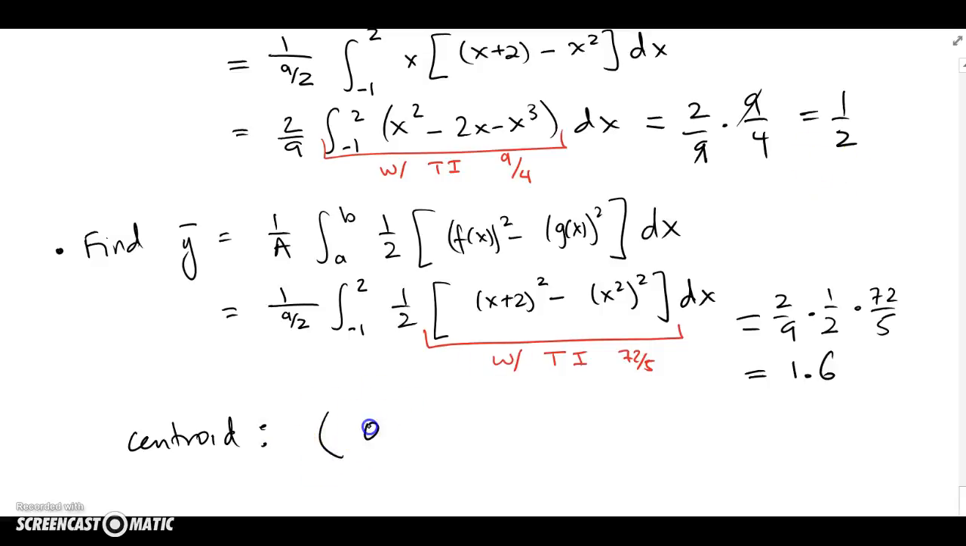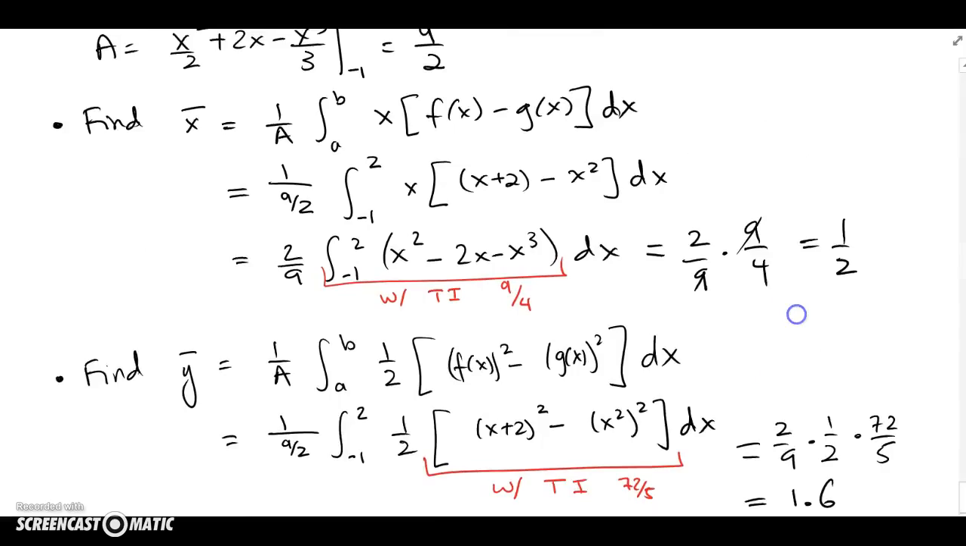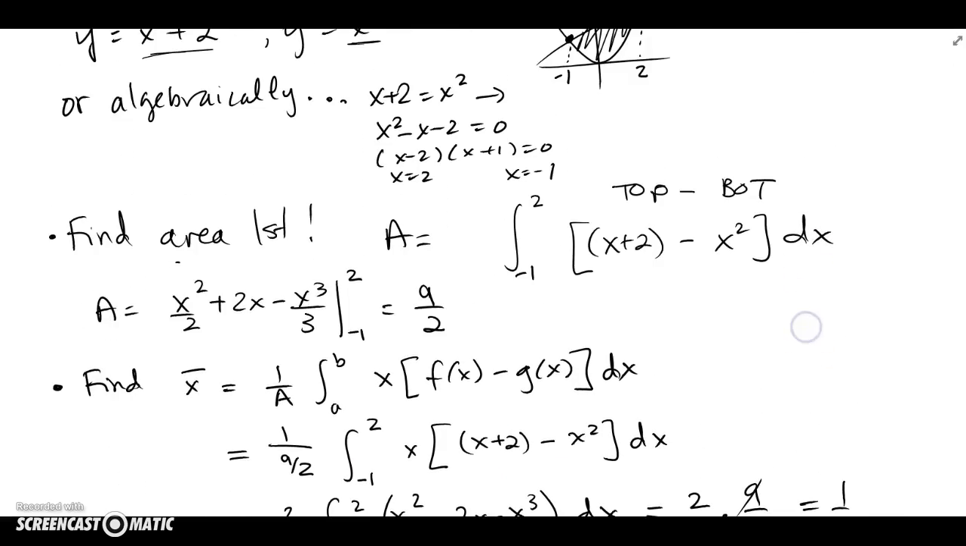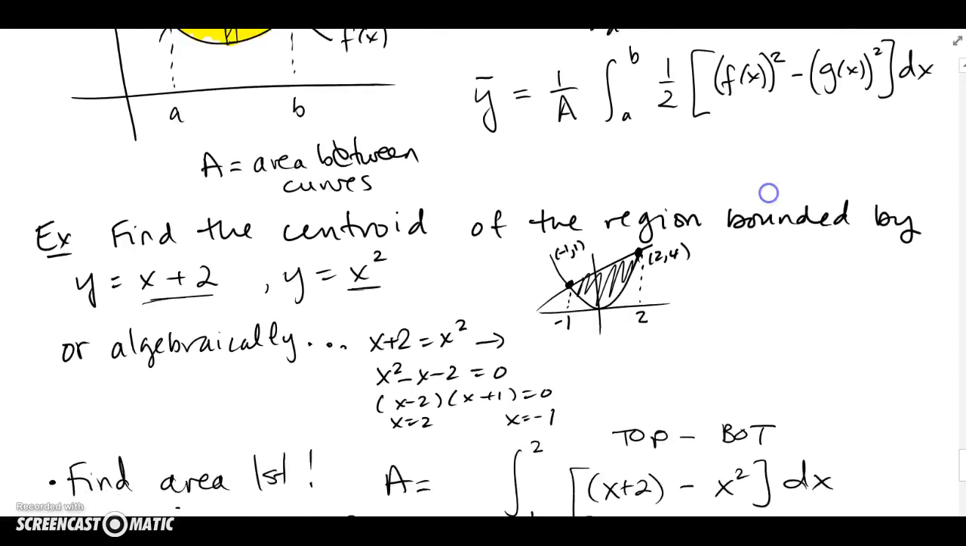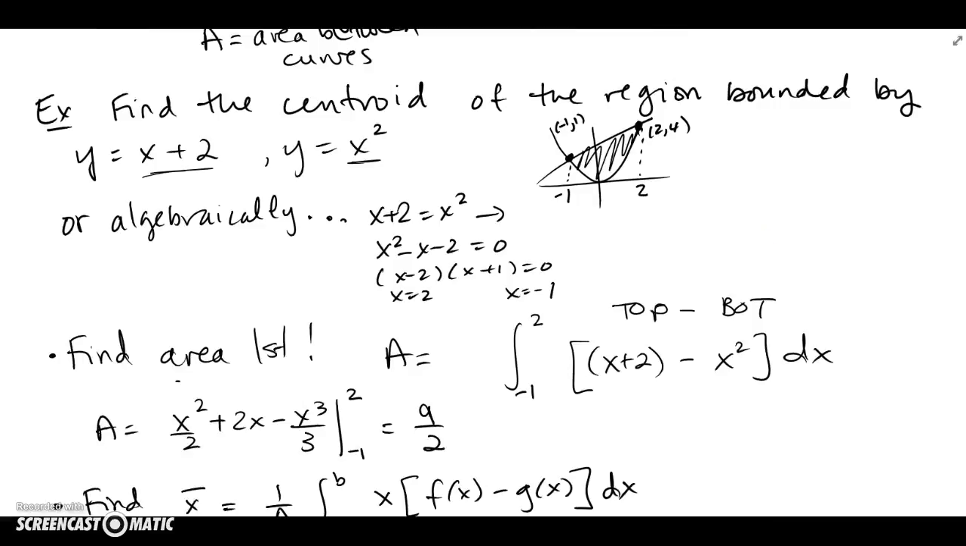So the centroid of that region, we'll go look at it visually too to make sure it makes sense, is a half, comma, 1.6. Let's go take a look at, hopefully our graph is accurate enough for it to make sense. So half and 1.6. So a half to the right and 1.6 up.